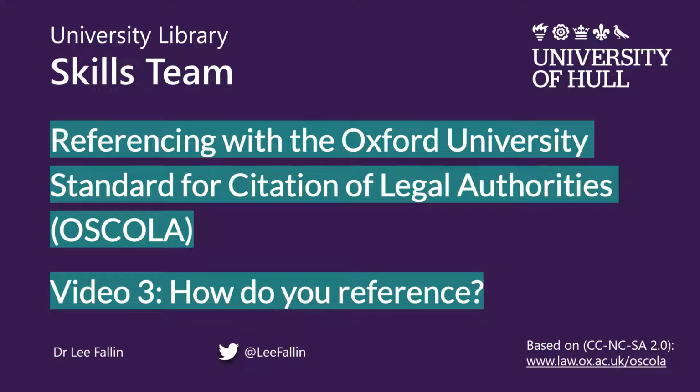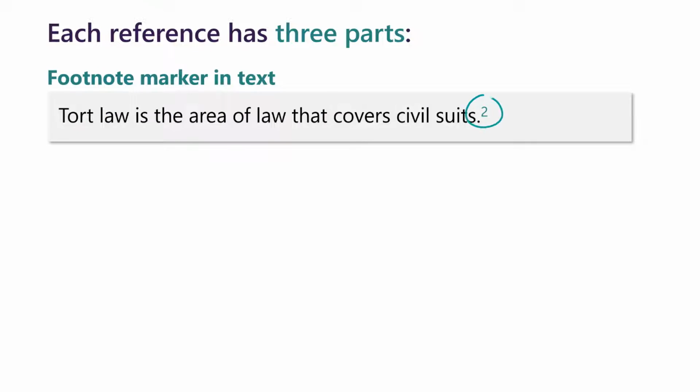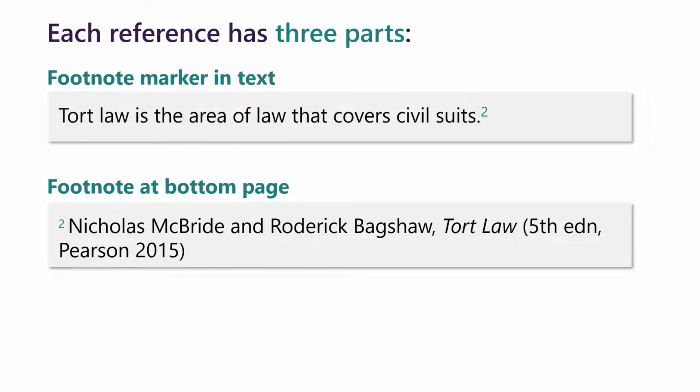This video will show you how to reference using the Oxford University Standard for the Citation of Legal Authorities. Every OSCOLA reference has three parts. The first is the footnote marker in the text. This is a superscript number. This corresponds to a footnote at the bottom of the page, which provides full details of the reference.